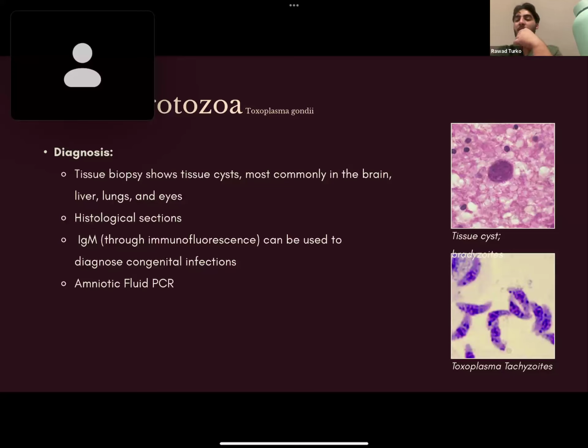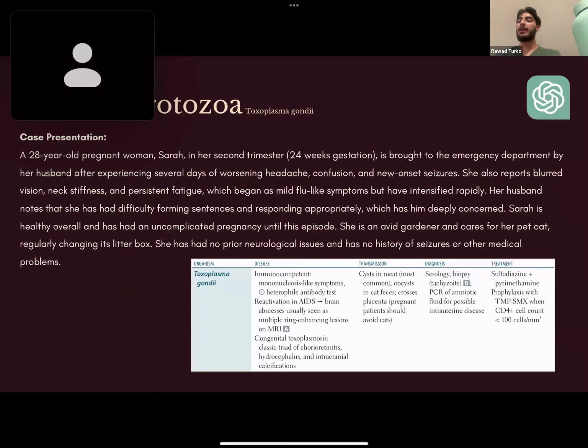Okay, so how do you diagnose these patients? Either through tissue biopsy, so you can see the cysts, most commonly in the brain, so that's where you see the infection mostly, or the liver, or the lungs, or the eyes. Histological section, so you can see the bradyzoites or the tachyzoites. Through IgM, so that's how you diagnose congenital infections, is through IgM, so immunoglobulin M antibodies, or through amniotic fluid PCR. So both of these last ways are used to diagnose congenital toxoplasmosis.